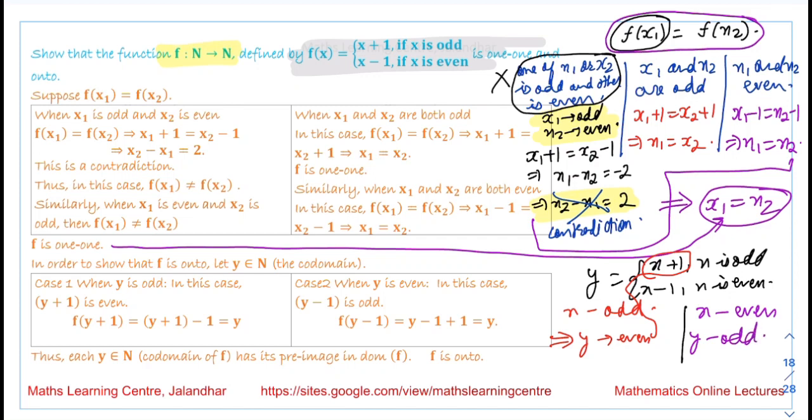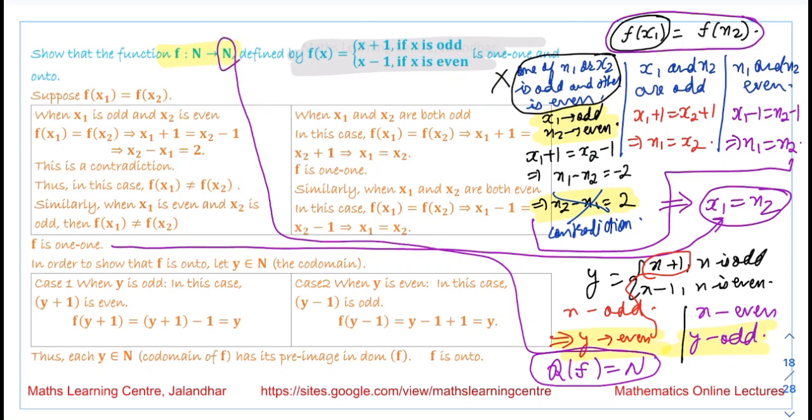It means that the range set will contain all even as well as all odd natural numbers. So the range set of this function is equal to the set of natural numbers, and this is equal to the codomain of this function, that is the set of natural numbers. So this function is both 1-1 and onto.